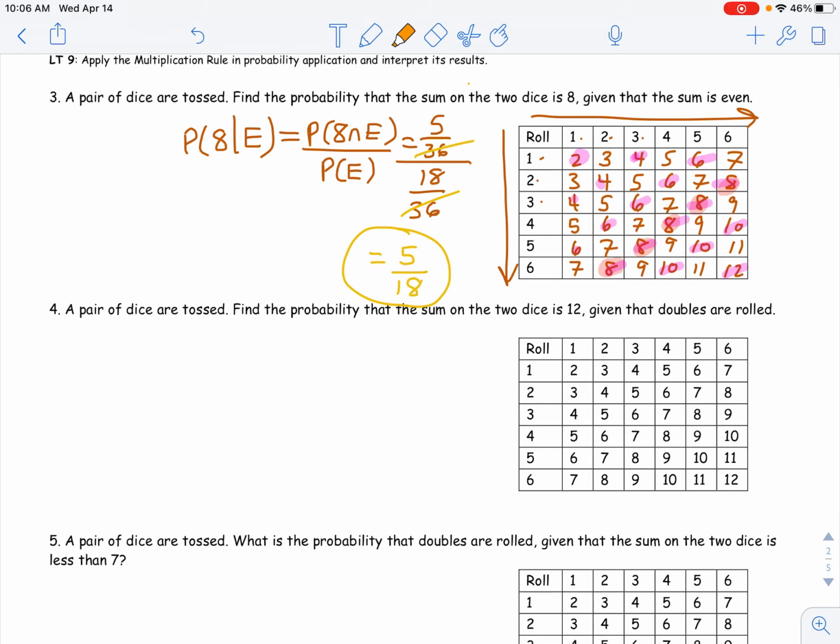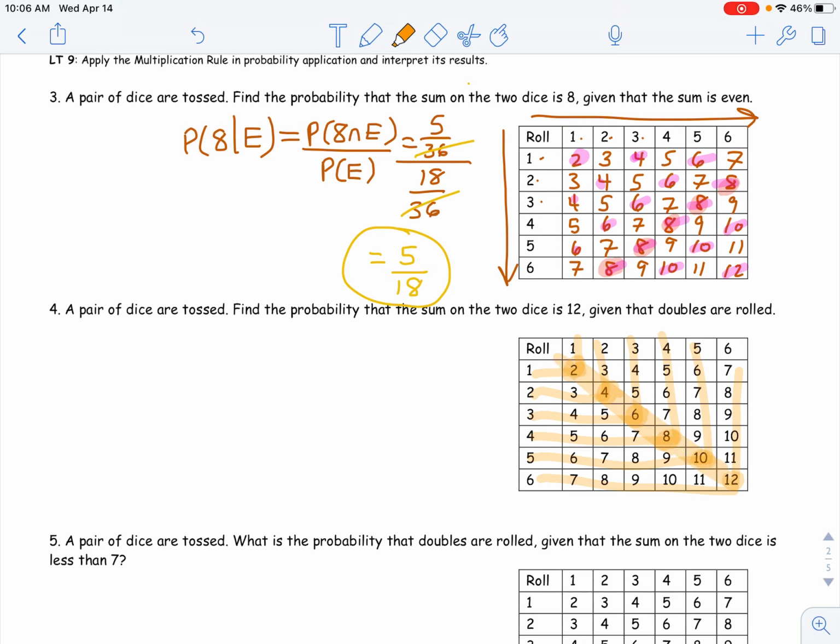A pair of dice are tossed. Find the probability that the sum of the two dice is 12, given that doubles were rolled. All right, so doubles: double 1, double 2, double 3, and so on and so forth. So it's that right there.